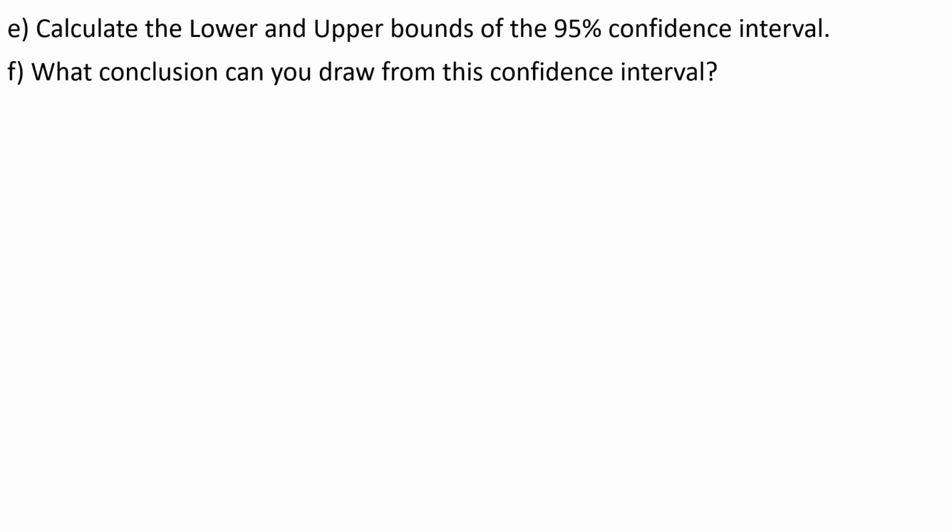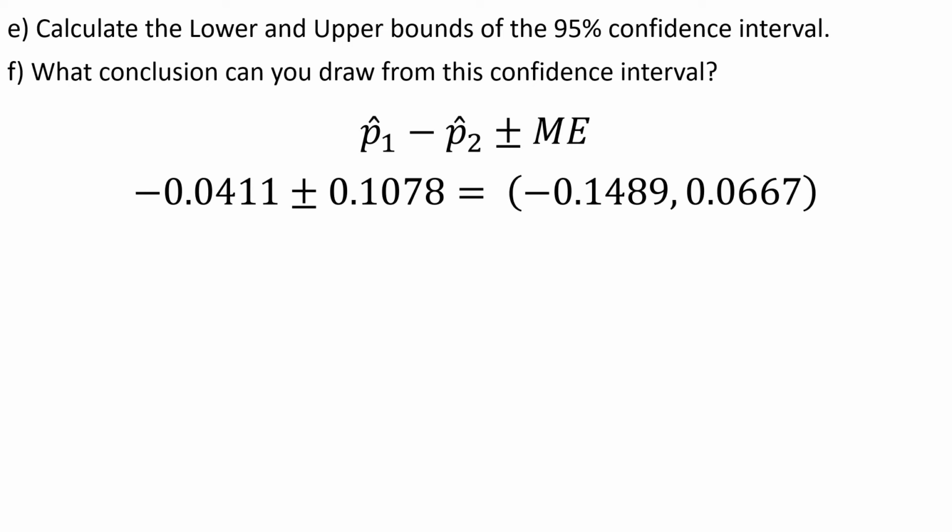And finally, we're going to calculate the upper and lower bounds of our interval and provide a conclusion based on what we see. So, the confidence interval is the point estimate plus or minus the margin of error. And in this case, we get an interval that starts at minus 0.1489 and ends at 0.0667. The critical thing here is that the interval contains that very special number, 0. 0 is in the interval.